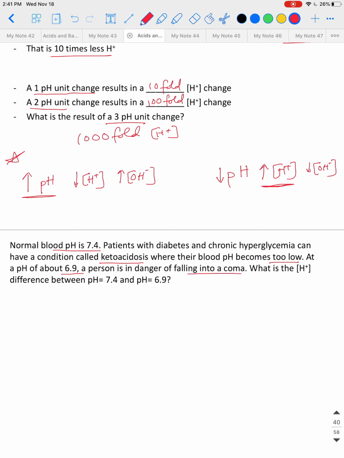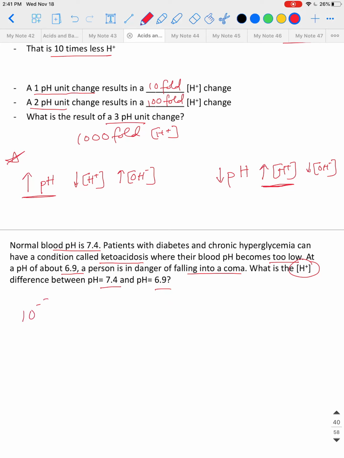What is the H+ concentration difference? What is the difference in the number of ions between this pH and this pH? Okay, those pHs are only off by about 0.5 of a unit change. So what is the difference in H+ concentration? How do we find that? Well, we're going to take these pHs and undo them and get the concentration of H+, and then we'll subtract the lowest from the highest.